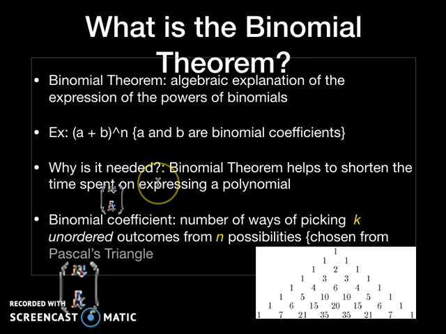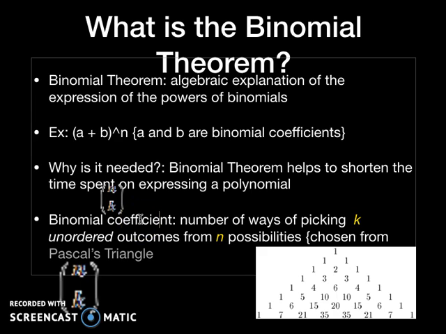So why is the binomial theorem needed? It basically helps to shorten the time spent on expressing a polynomial. You really don't want to take too much time doing it the long way, where it's like taking this value, multiplying by this, and doing all that kind of stuff. The binomial theorem helps you to shorten it, and it's really good for testing because that's what your teachers will definitely need you to know.